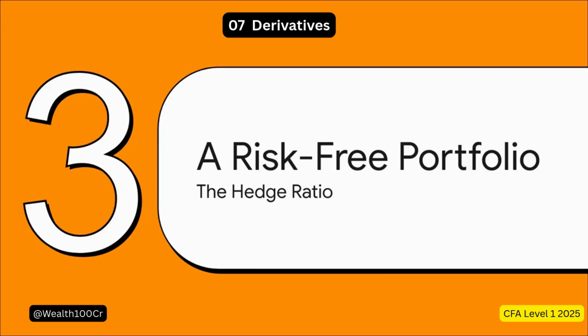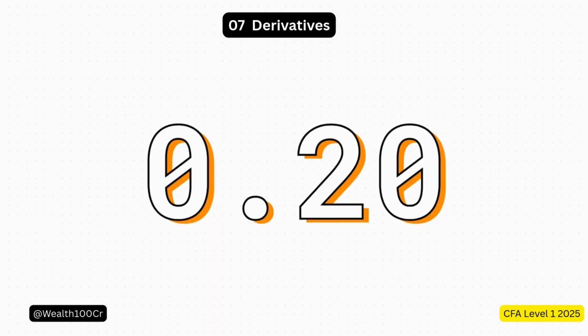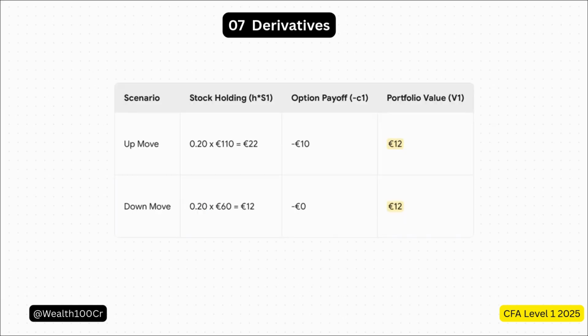Now for the truly clever part. We will combine the stock and the option to remove all the risk, just like a farmer who plants 2 different crops. We will create a perfectly balanced or hedged portfolio by selling our option and buying just the right amount of the stock. Now, what's really interesting about this slide is the magic number, our hedge ratio, which we have calculated to be 0.20. And this brilliantly illustrates the magic. No matter if the stock goes up or down, our portfolio is worth exactly 12 euros in the future.